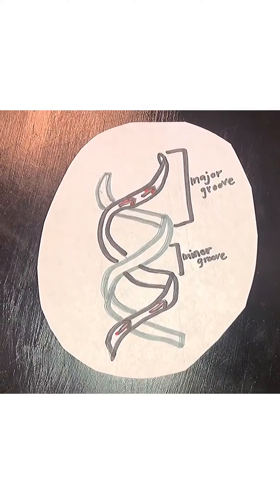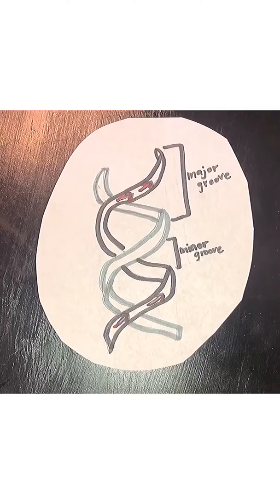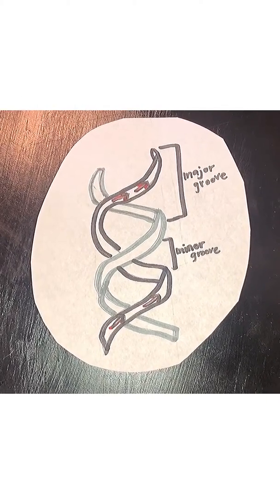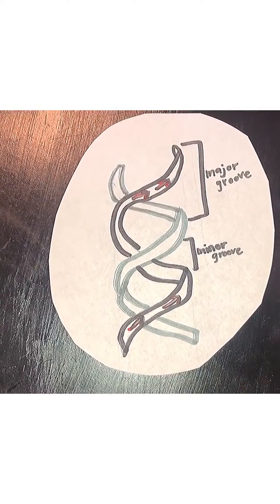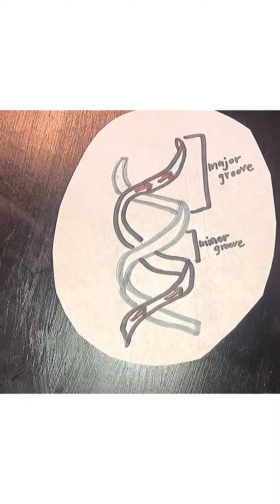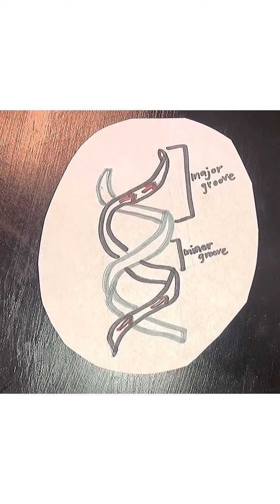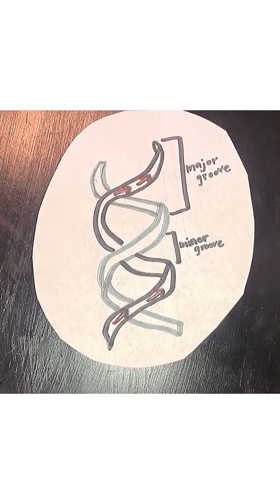This is highlighting the difference between the major and minor groove in the double helix of DNA. The major groove is on one side of the helix and the strands are further apart, and the minor groove is on the other side and shows that the strands are closer together. This also shows this piece of DNA is right-handed because, as you can see on the front strand of DNA, it is going up and to the right.